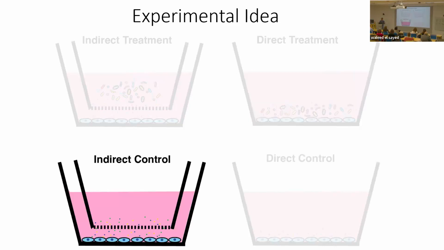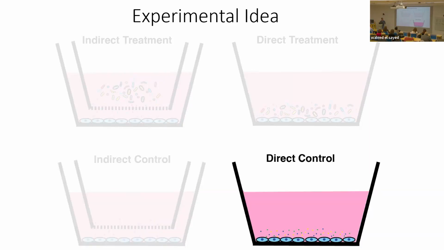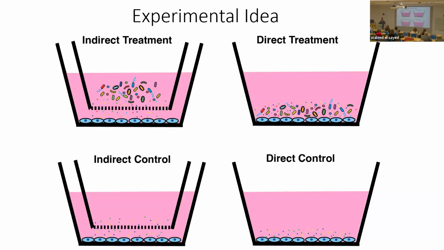We'll also have 2 different types of controls. We have an indirect control where we introduce the transwell to just the colonic cells, so you have the free metabolite transfer, but no bacteria. And then just a basic well with your cells in it, no bacteria, no transfer. So here are the 4 types of things that we're going to be looking at.